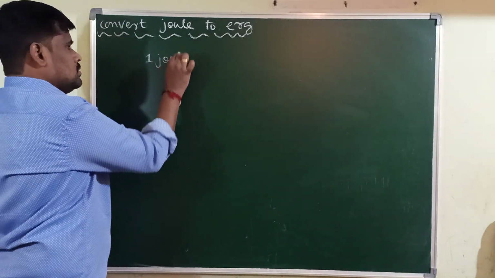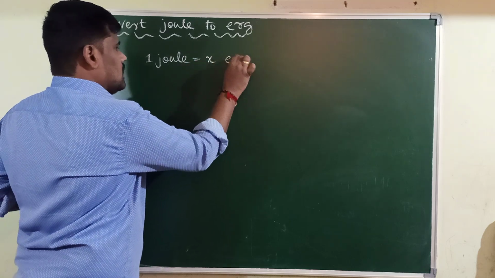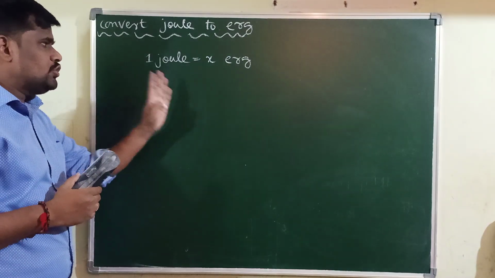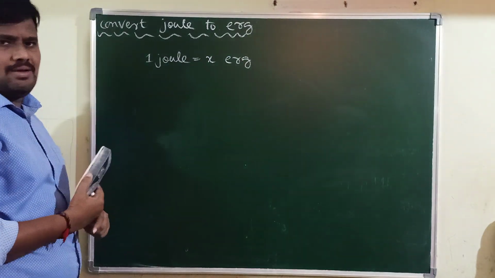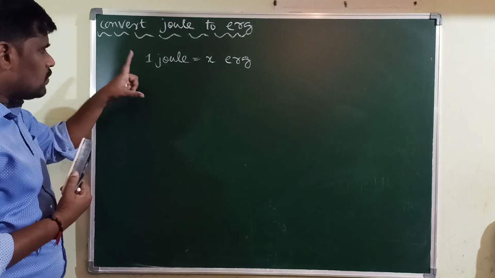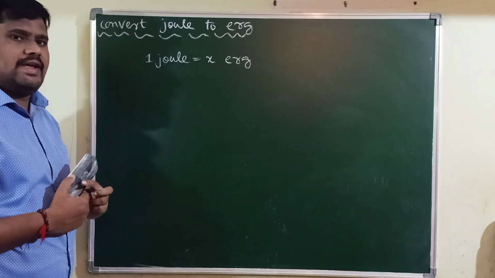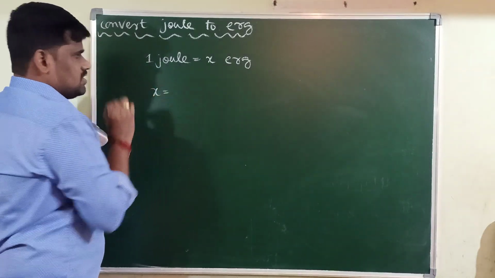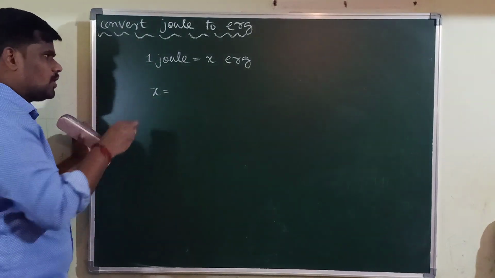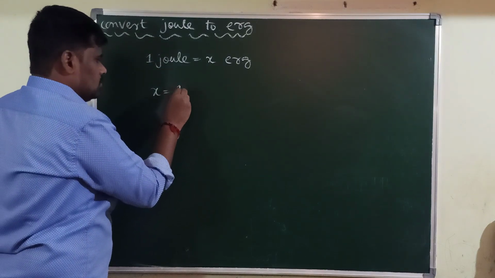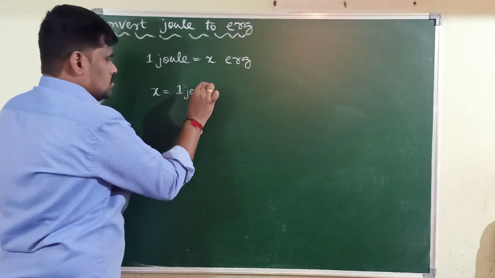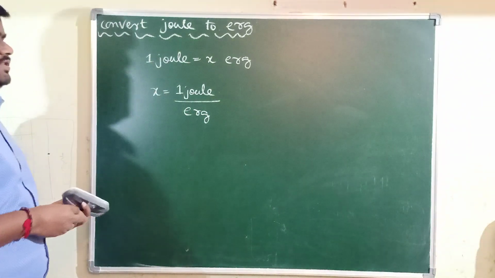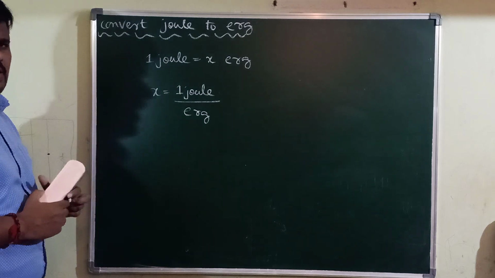1 joule is equal to X erg, similar to the last class. We don't know 1 joule is equal to how many erg here. So I will take 1 joule is equivalent to X erg. Then what is the value of X? X is equal to 1 joule divided by erg.